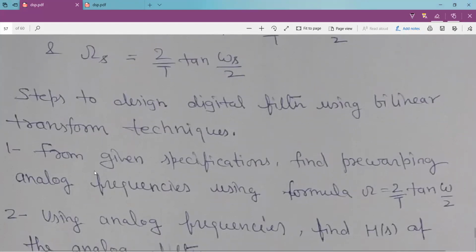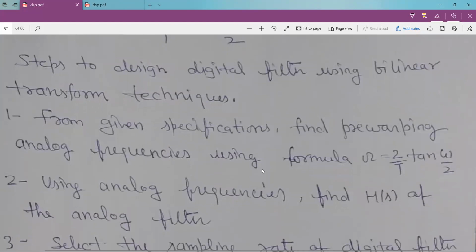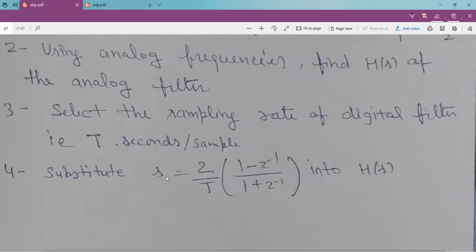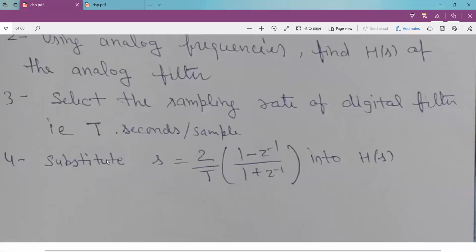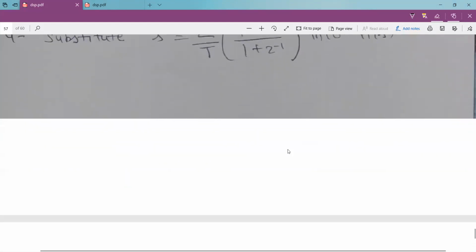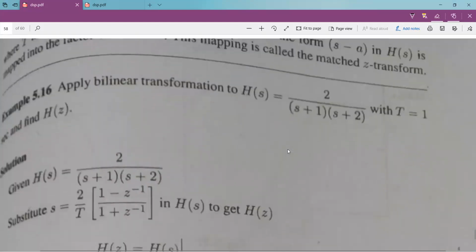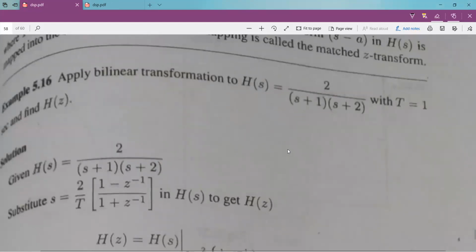So here I'm summarizing the steps to design using the bilinear transformation technique. From the given specification, find the pre-warped analog frequency using the formula omega = 2/T tan(omega/2). Using the analog frequency, find H(s), that is the transfer function of the analog filter. Then select the suitable sampling rate, or that will be given in the question, and then substitute s = (2/T)(1 - z^-1)/(1 + z^-1) into H(s) to obtain the desired digital filter.